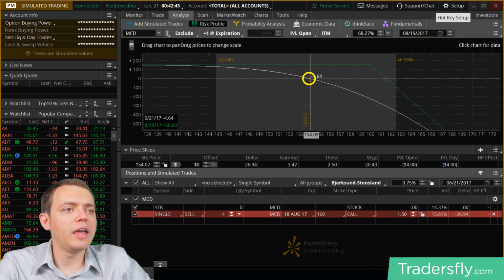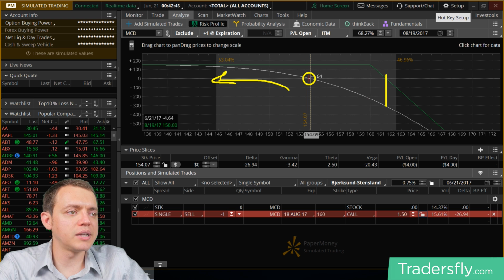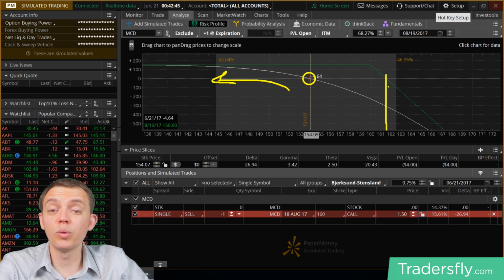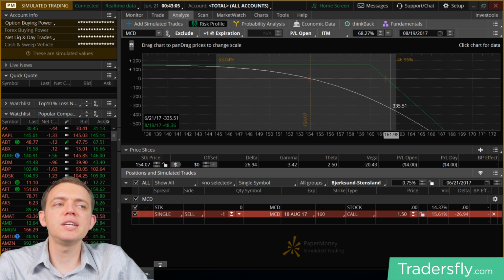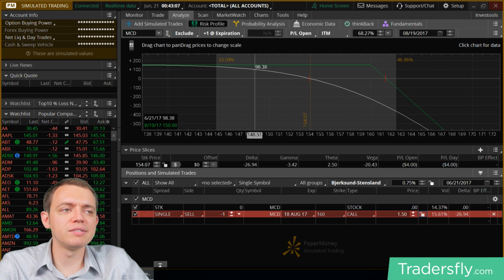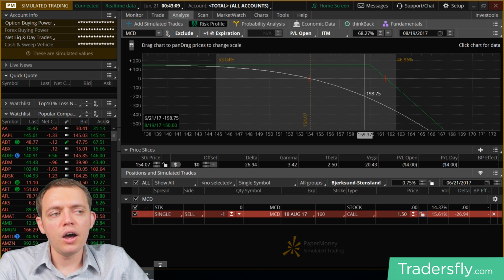So if it's right here, if it goes down, I make money. And if it goes up a little bit, I still make money and make my max profit up to 160, but I still make some money up to 161, 162. So you can see how the probability of success increases with this.